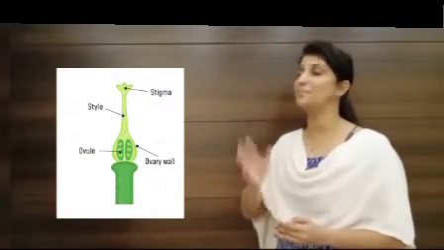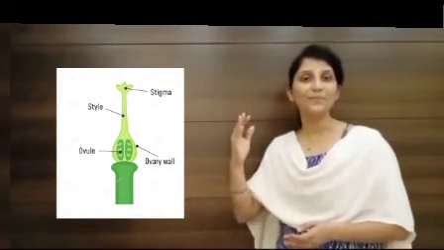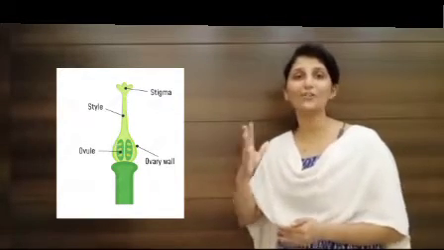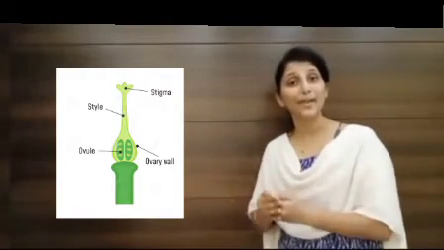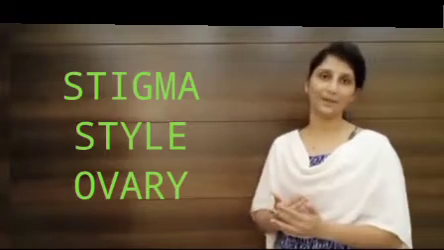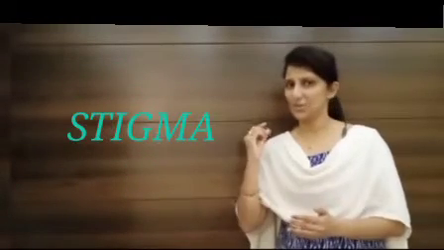So let's learn about the female reproductive structure, which is called the pistil. Each pistil has three main parts. The stigma, which is the tip of the pistil. Then there is a slender tube-like structure called the style, and the base is a swollen part called the ovary. So three parts for the pistil, from the base: ovary, then style, and the stigma.